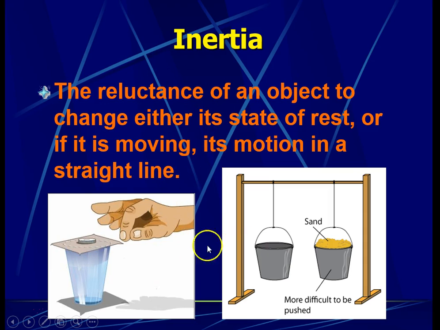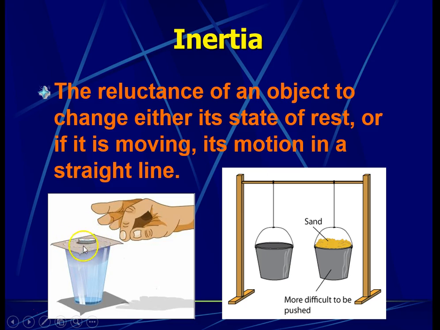Let's have a look at these two diagrams. Now let's look at this setup. I'm sure some of you might have seen this. If you place a coin on a piece of cardboard and the cardboard is placed on top of a glass, and you flick the cardboard away very quickly with your fingers, what do you think will happen to the coin?